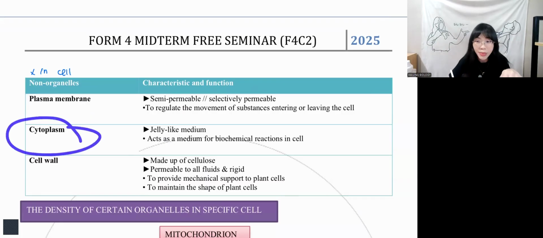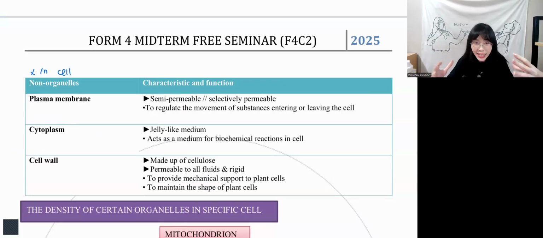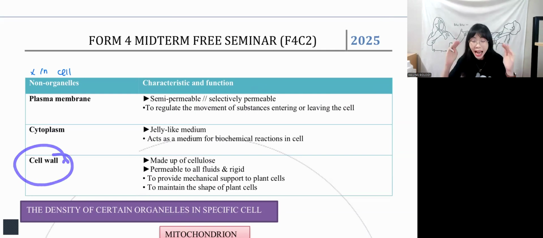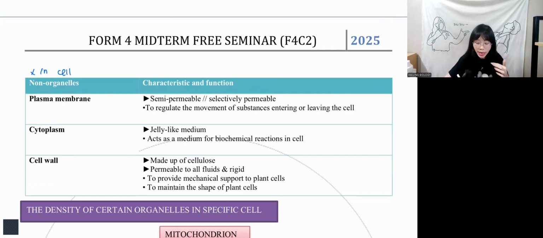Second, cytoplasm is the space. The space is just a space. It is not anything inside the cell. So cytoplasm is also a non-organelle. Cell wall is outside, the most outer layer of the plant cell. They are not inside the cell also. We can imagine this like a building. Okay, a building is like the cell wall.